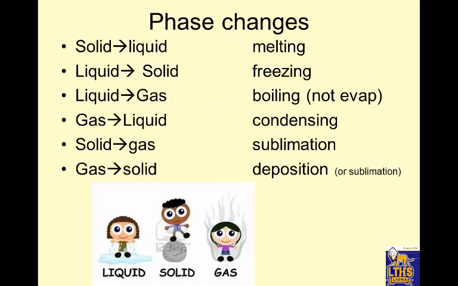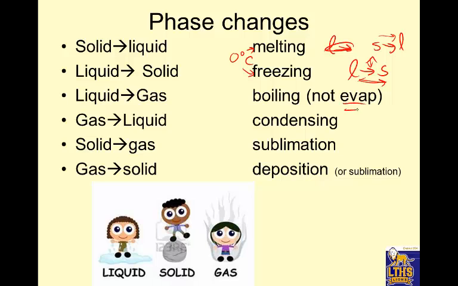Okay, here's all the phase changes you need to know. Solid to liquid and liquid to solid. Okay, so they're reverse of each other. The melting point for water is 0 degrees. The freezing point for water is 0 degrees. So what's the difference? One, you're adding heat in to change it to a liquid. The other one is you're taking heat out to change it to a solid.